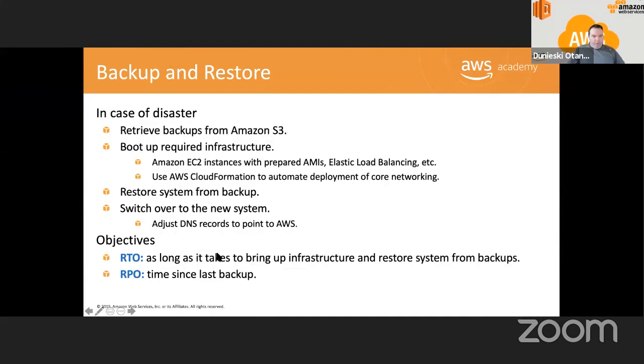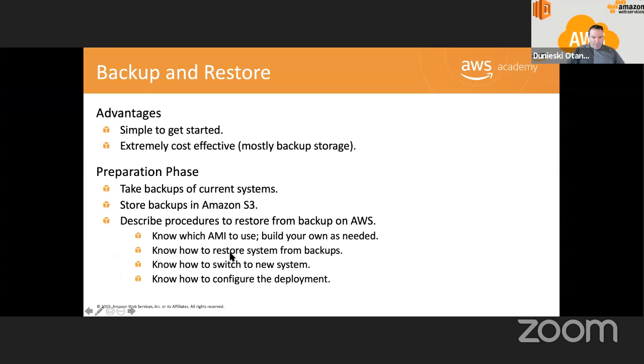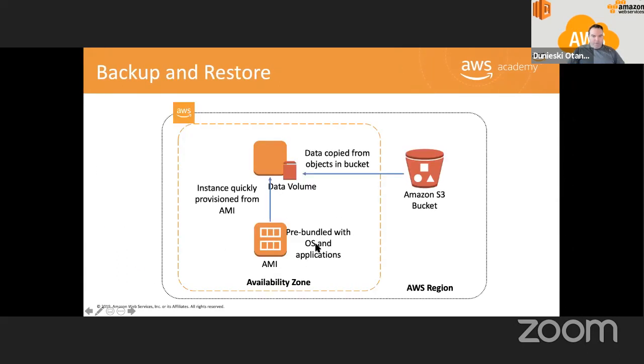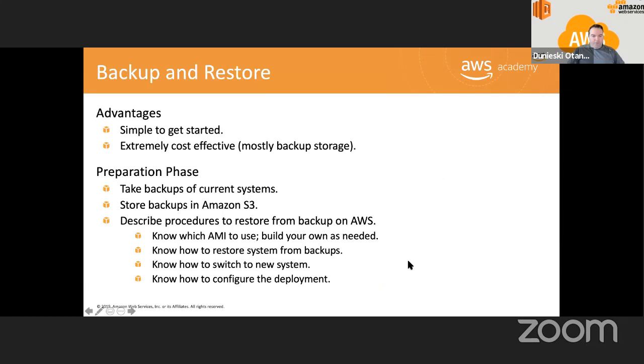So you have to know how to restore systems. From the backups, you have to put a strategy in place. You have to know how to switch to the new system. You know what we've spoken about with Route 53. You will switch Amazon Route 53 to point to your new site in AWS. And you know how to configure the deployment.